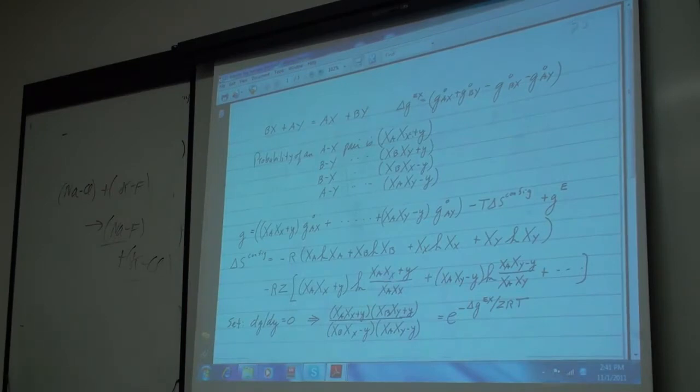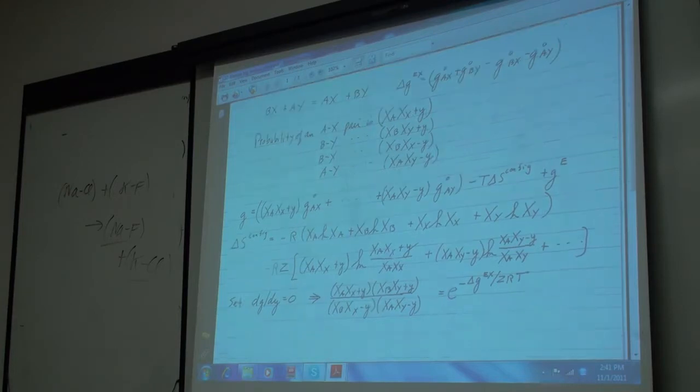Okay, so y is a variational parameter. The more negative is delta G exchange, the greater will be y. If delta G exchange is positive, y will be negative. If delta G exchange is 0, y will be 0. So that indicates your short range order. Okay, so now we rewrite the equation.